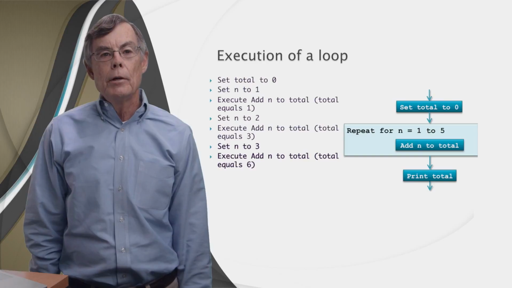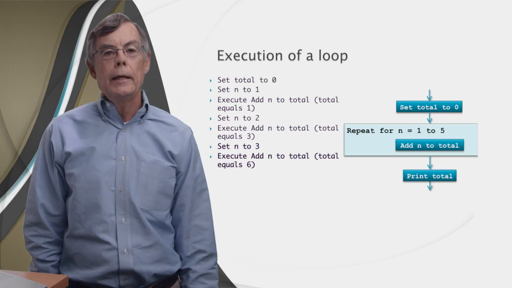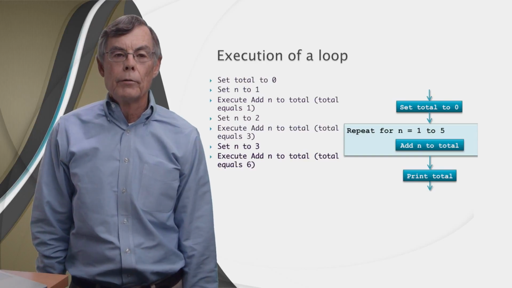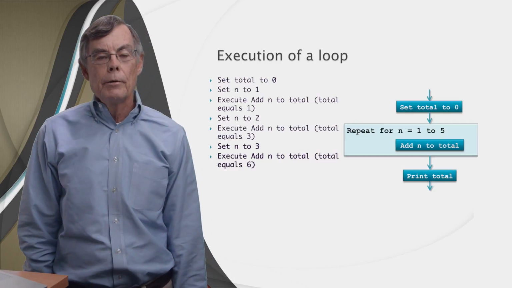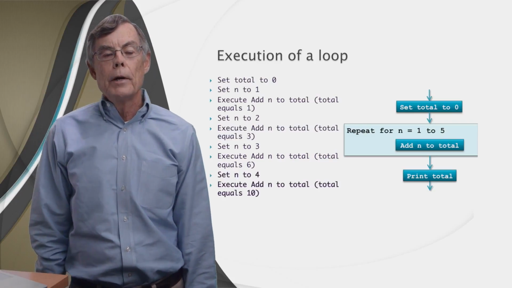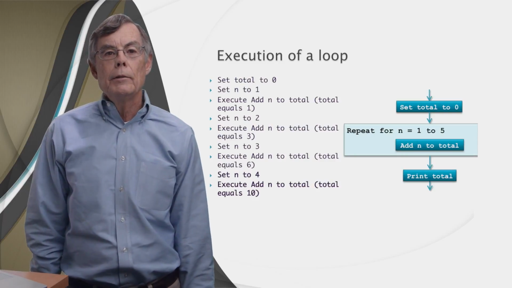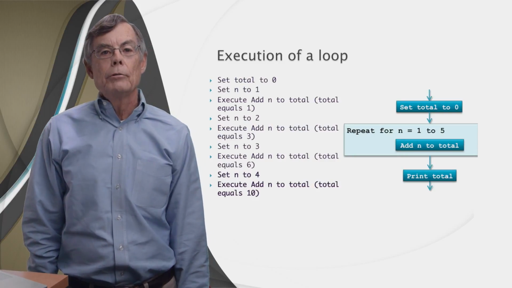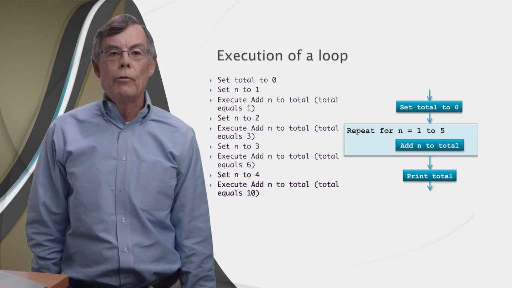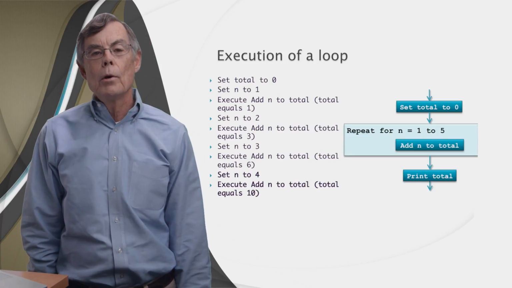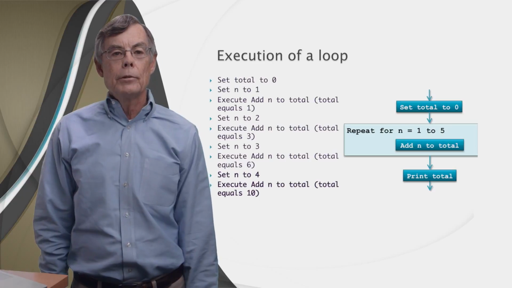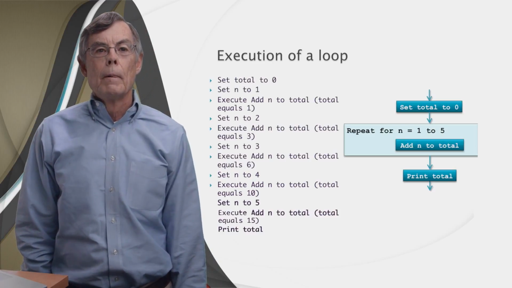Again, n is added to total. Total equals 3, n equals 3, so total equals 6. That completes the third iteration of the loop. For the fourth iteration, n is set to 4. And as in every iteration, n is added to the total. Now total equals 6, n equals 4, so total 6 plus 4 equals 10. And that's the end of the fourth iteration.